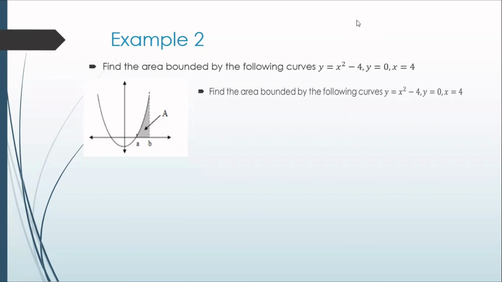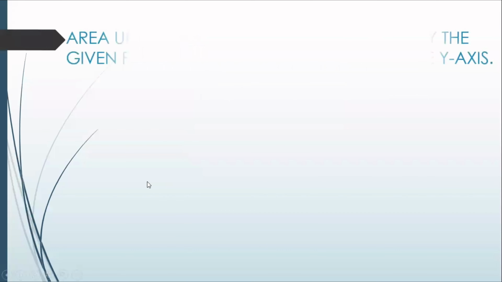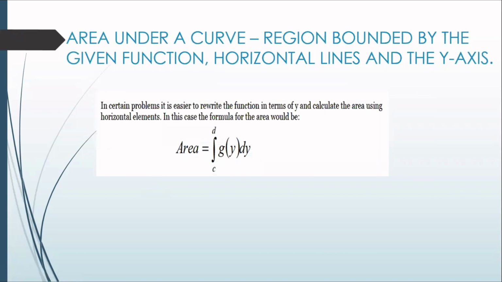Okay, let's continue with the next one. Area under a curved region bounded by the given function, horizontal line, and the y-axis. So in a certain problem, it is easier to rewrite the function in terms of y and calculate the area using the horizontal element. In this case, the formula for the area will be the integral with respect to y, dy, from c until d.